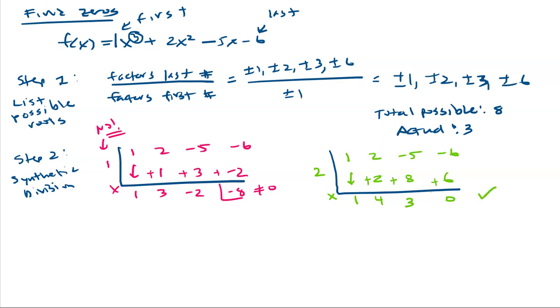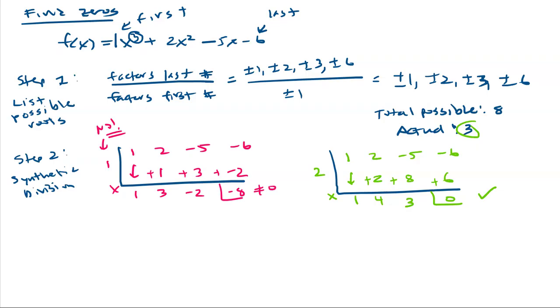Check. That is what we want, right? The result there is 0. So what does that mean? That means 2 is a root, or a zero, of this polynomial. We need 3 of them. Once you find 1, it's easy to find the other ones.